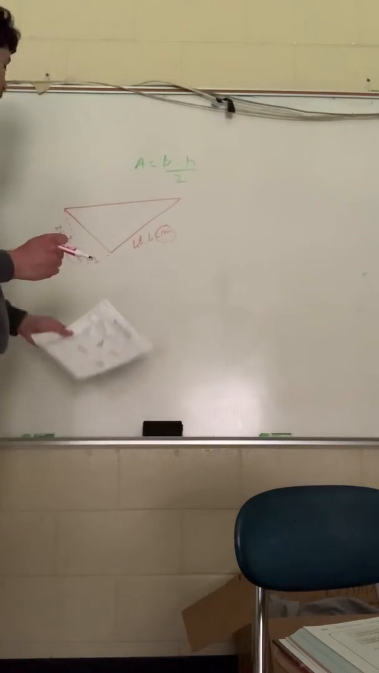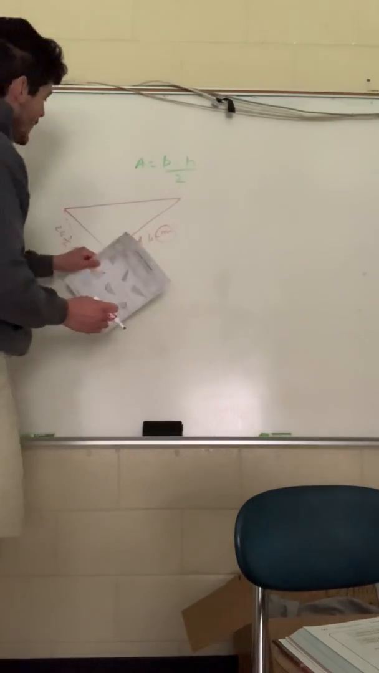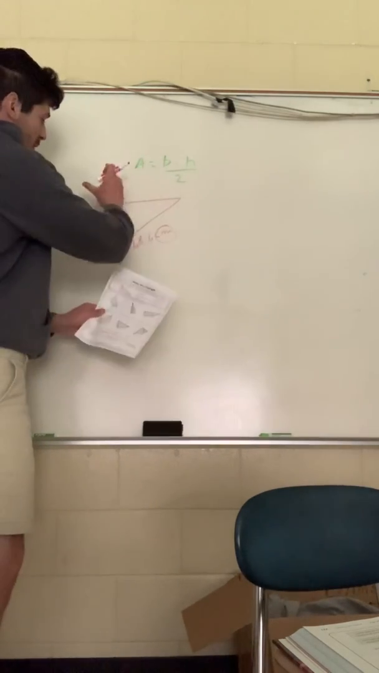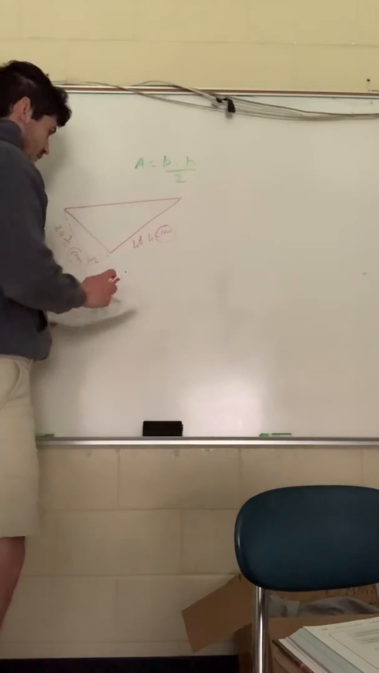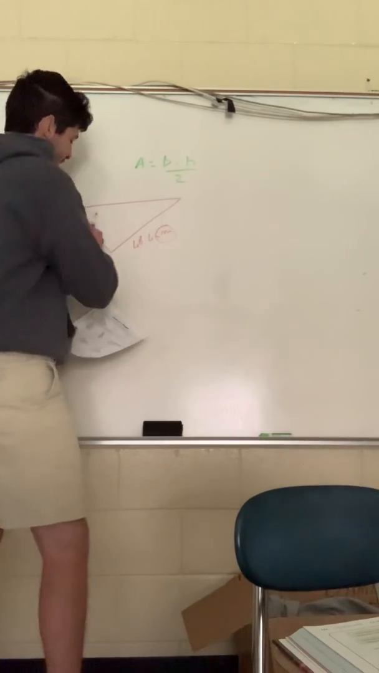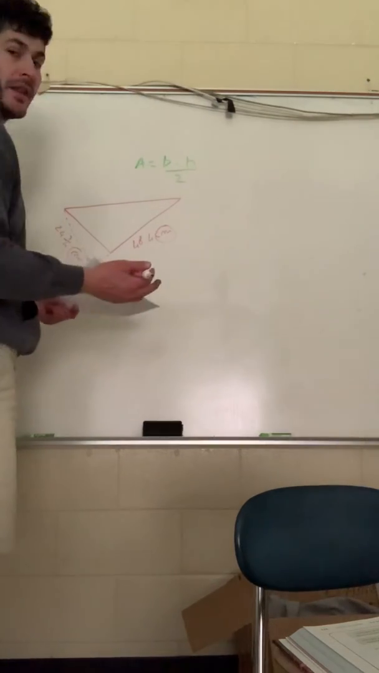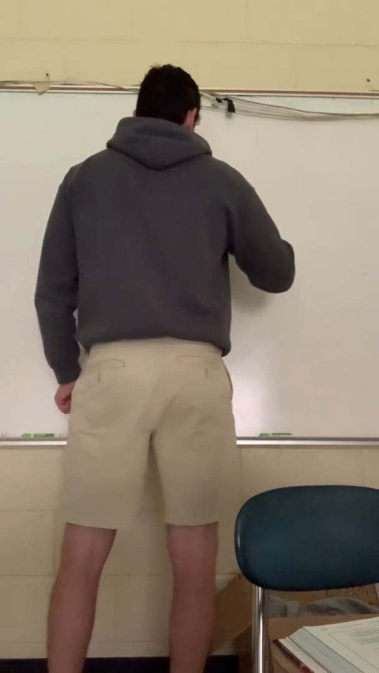Now this one's a little tricky because you think the height is this, but actually, if you turn this triangle in your mind, like this, you'll see that this is actually the height and this is actually the base. So again, nothing changes. I'm gonna have to do base times height divided by 2.